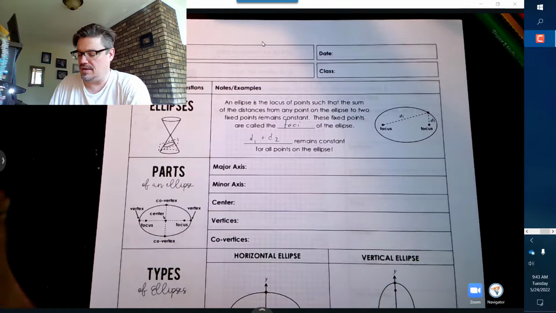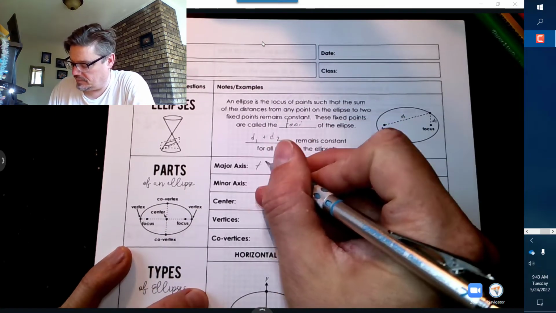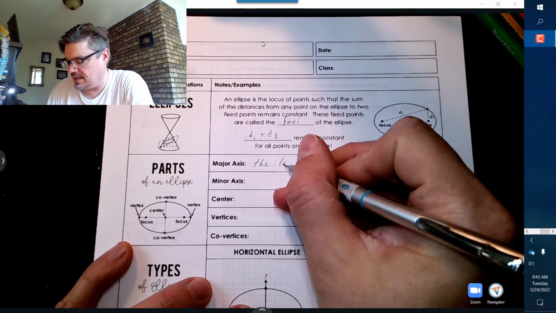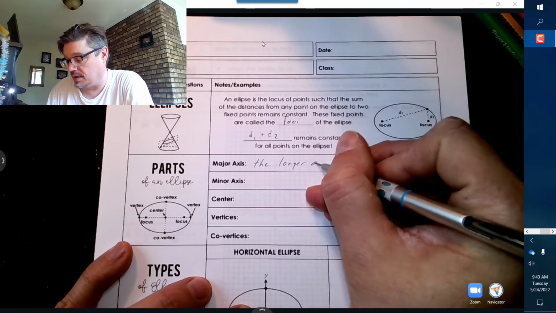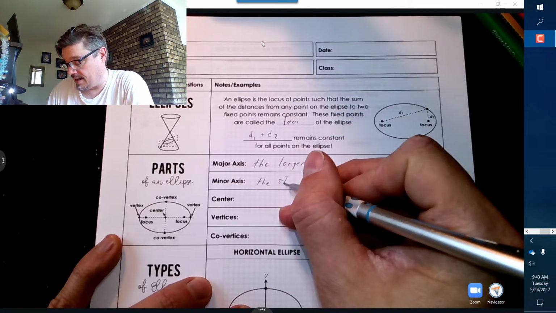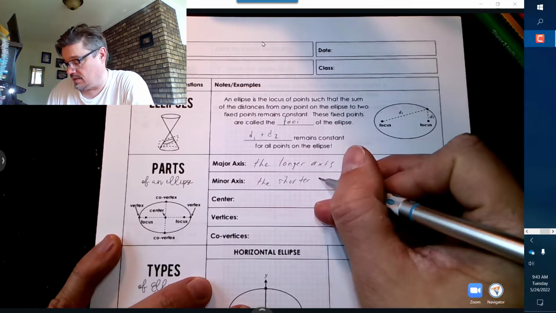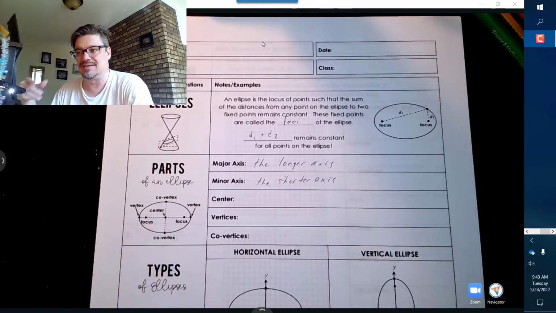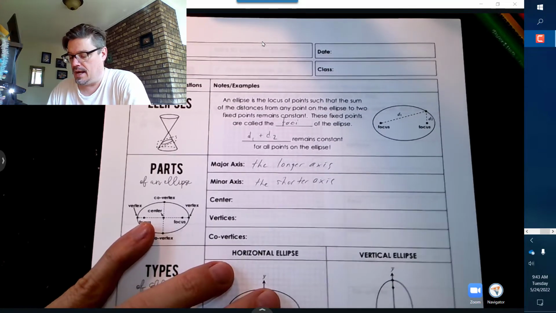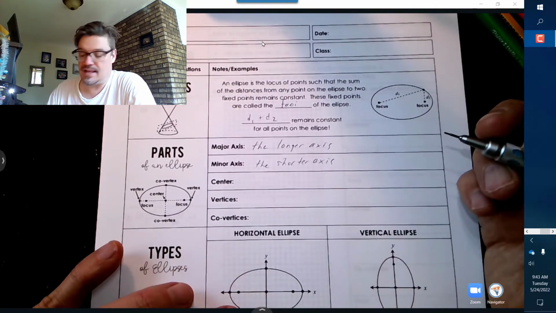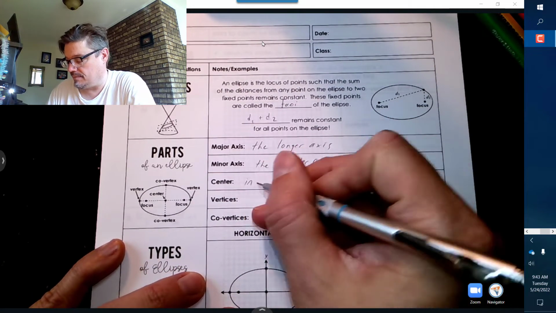So what are the parts of an ellipse? Well, the major axis is the longer axis. I'm going to keep this real brief. This guy's the shorter axis. Now with a circle, they're the same, right? A circle, both its major and the minor axis are the same distance, so we just call that a diameter. But with an ellipse, we have two different axes.